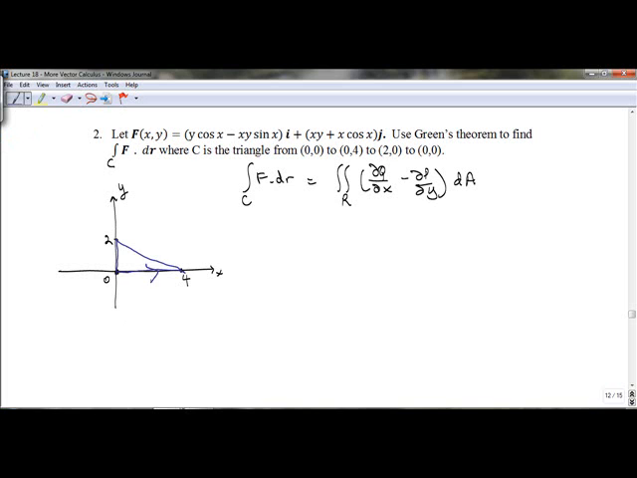Okay, and that is also counterclockwise, is it? Okay, so let's go. Let's find that integrand first. So let's write down P and Q. Let's find the partials and let's subtract. So P, and of course, let me put R in the center there because this is R.